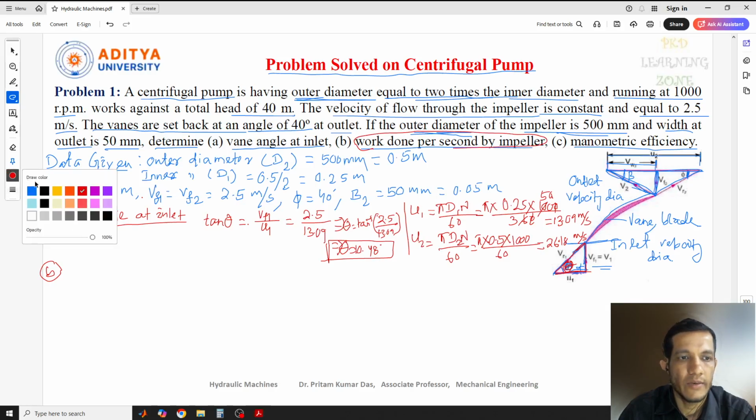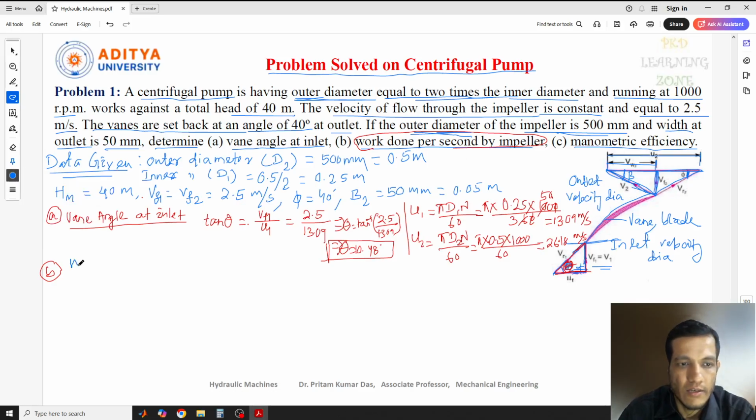So, work done per second by the impeller. This one is a little bit lengthy, because we know the formula. Work done per second by the impeller on water is nothing but W by g into Vw2 U2. We can write this equation, which was already derived previously.